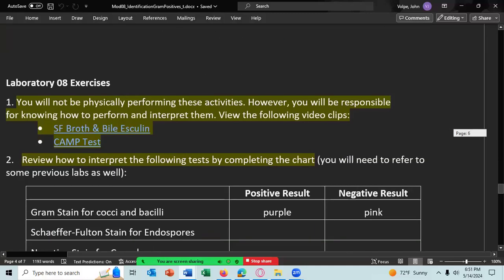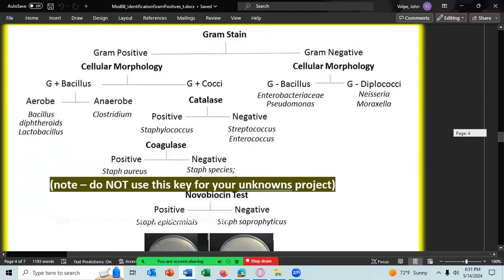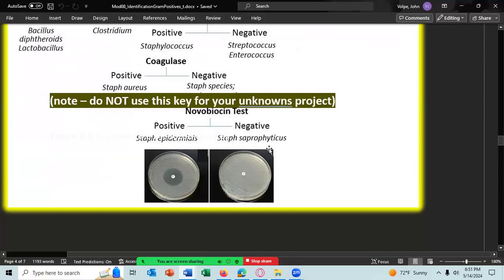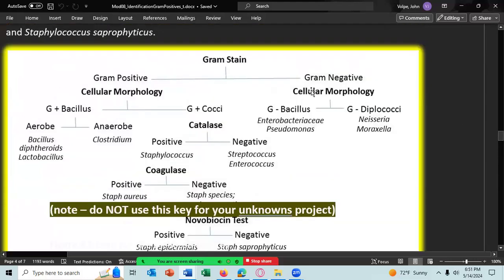And then we got a key. Let me see if I can find that. For identifying the species, which actually it's here. You come down here, you identified it either as Staphylococcus saprophyticus or Staphylococcus epidermidis. Any questions about that? This key is a little different, and that is it's showing you exactly how the key is when you're running the test.